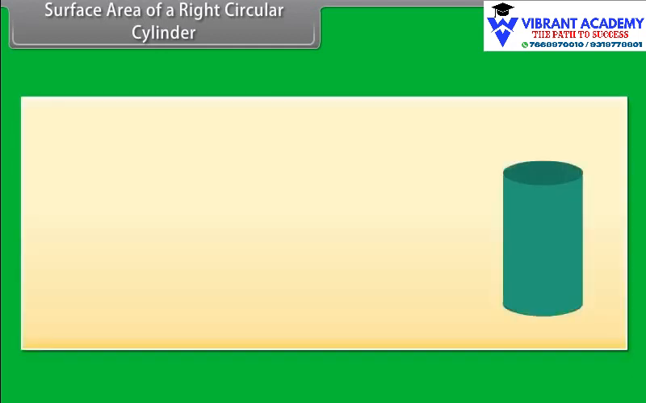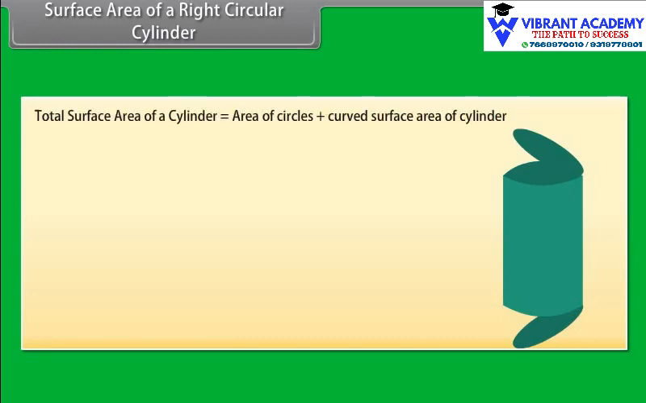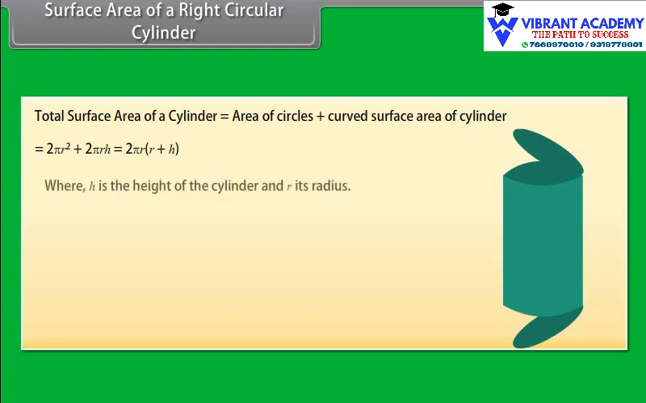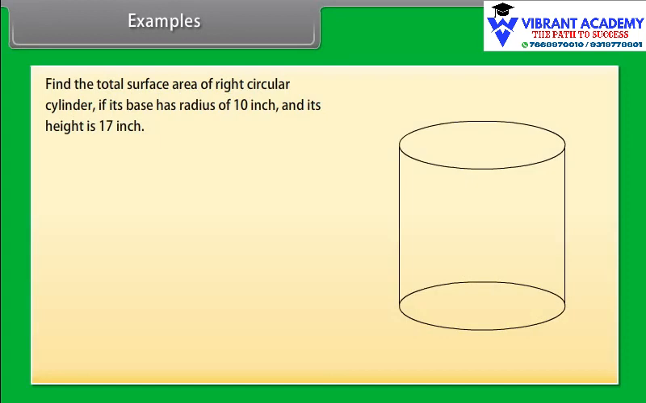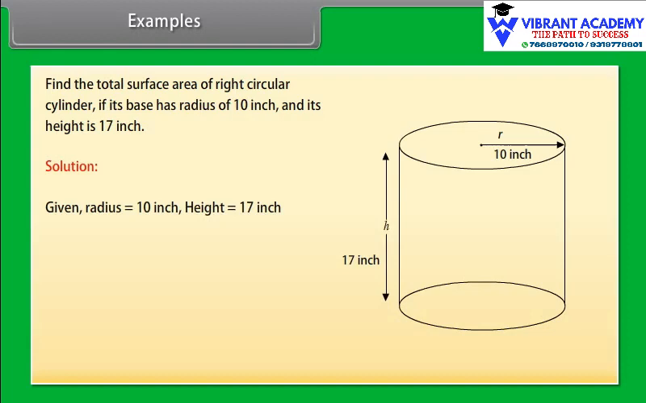We get the curved surface area of a cylinder using a sheet of paper. When we roll it, we get a cylinder. So, curved surface area of the cylinder is equal to area of the rectangular sheet, which equals length into breadth, which is equal to perimeter of the base of the cylinder into H, which equals 2 pi r into H. Therefore, curved surface area of a cylinder is equal to 2 pi rh. And now if we cover the top and the bottom of the cylinder, we get its total surface area. Total surface area of a cylinder is equal to area of circles plus curved surface area of cylinder.